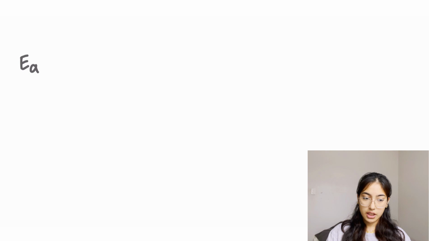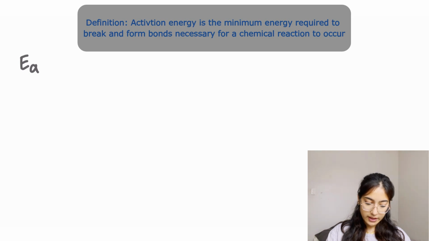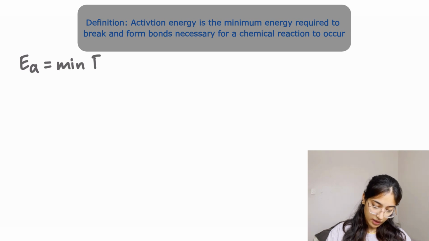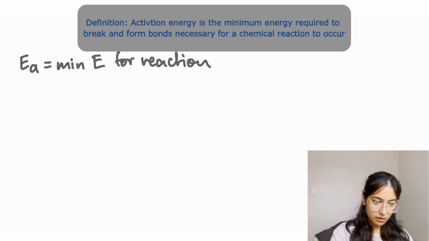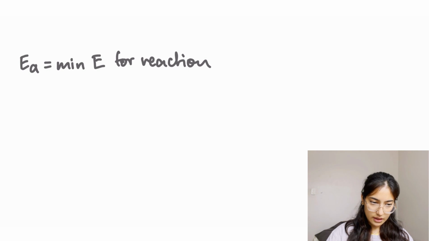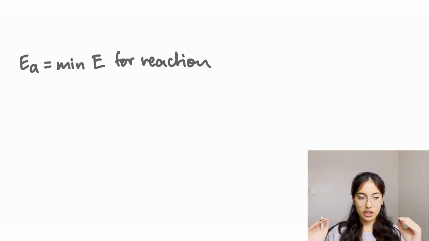The second reason why we need some activation energy is to start forming the new bonds, because obviously if bonds have chemical potential energy in them, we would need energy to be put into the bonds when they're getting created. Okay, so what that means is that activation energy, which is written as EA, is equal to the minimum energy required to break and form the bonds necessary for that chemical reaction to occur. So I'm just going to write minimum energy here for the reaction. Okay, so we need this activation energy to start off the reaction.